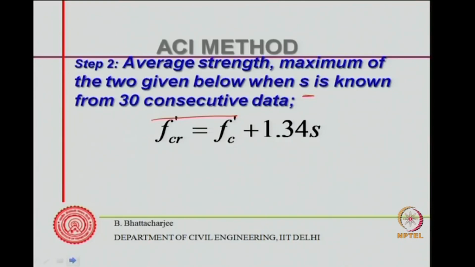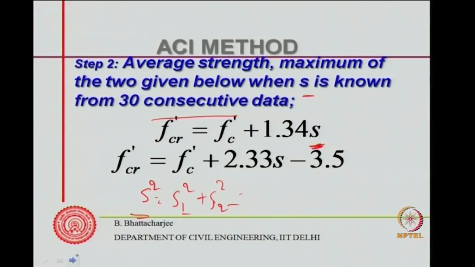root of S1 square plus S2 square. S square can be written as S1 square plus S2 square, right. So, if you have 2 sets of 15 data available, that S is known to you. So, when you know S, you find out the strength as maximum of the two given below, that means either of this or this.